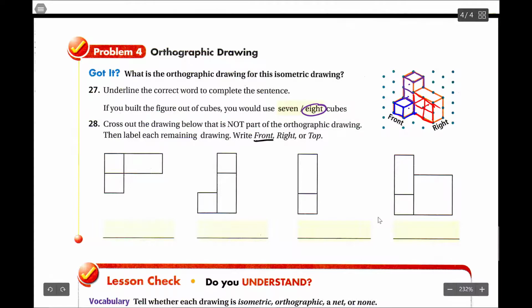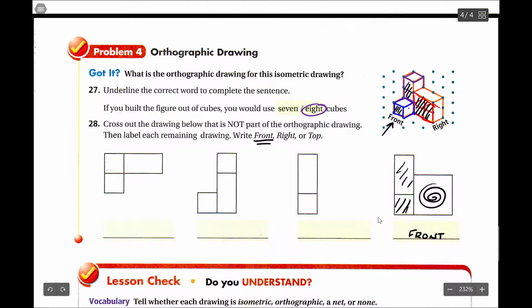So the first one we have here is front, so I'm going to do this in black. So if we're looking at it from the front, we see this square, this large square immediately to the right, and then the 2 above it. So we have the large square to the right, and then the rectangle immediately above it. So this is our front view over here on the right.